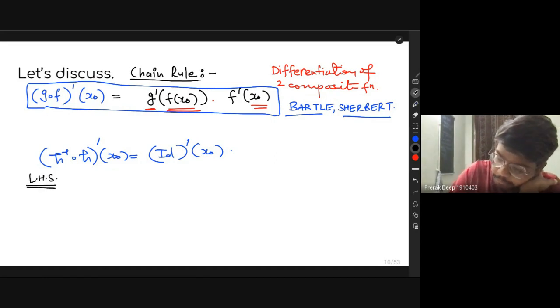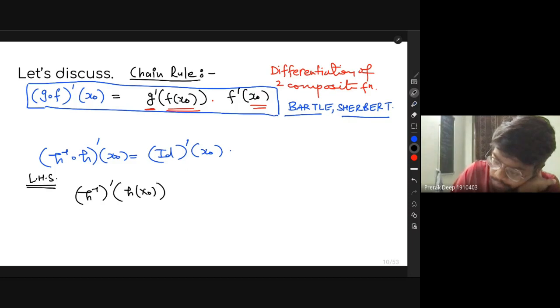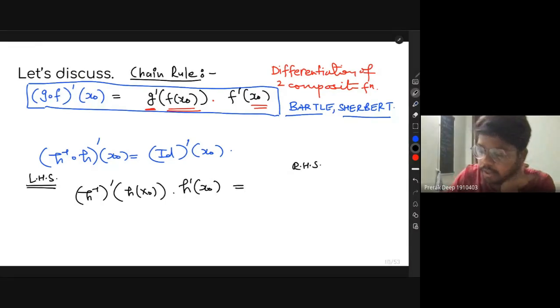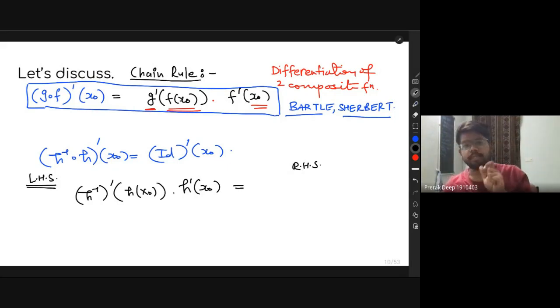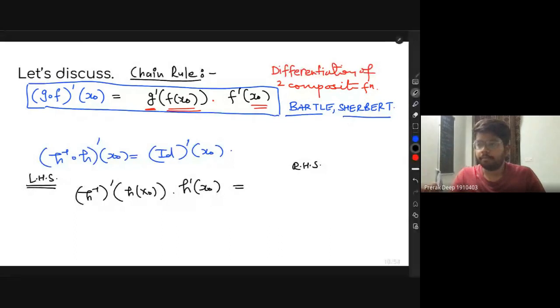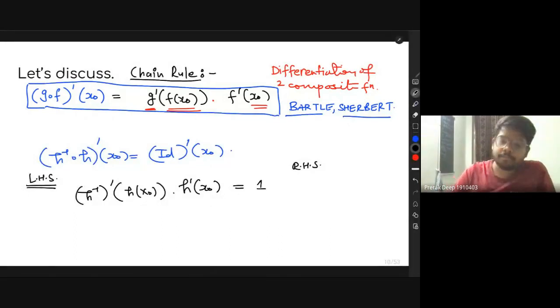Solving this left hand side, what do we get? We get the differentiation of h inverse at h of x naught, times the differentiation of h at x naught. And the right hand side is what? We know that the differentiation of the identity is 1. You always get 1 as a result. So the right hand side is 1.